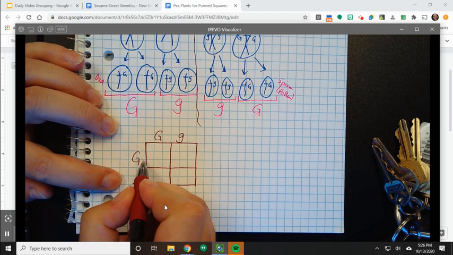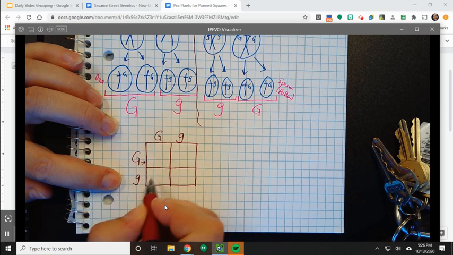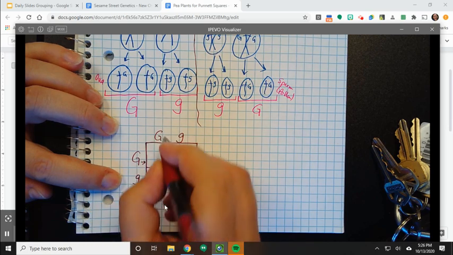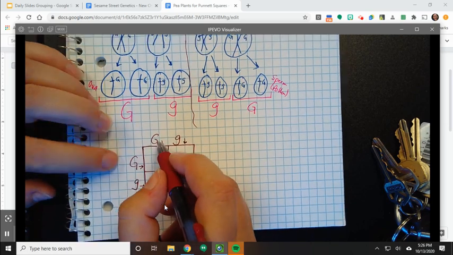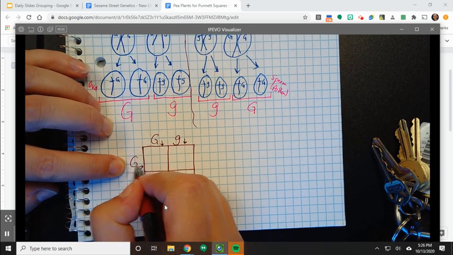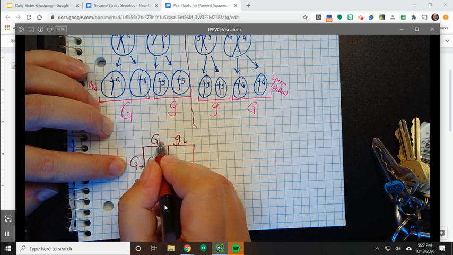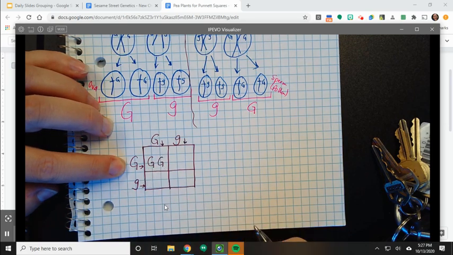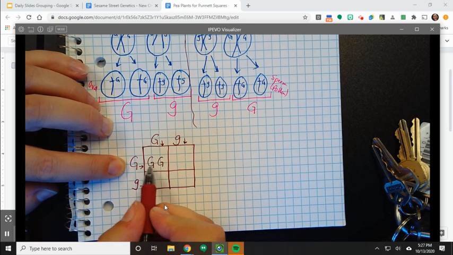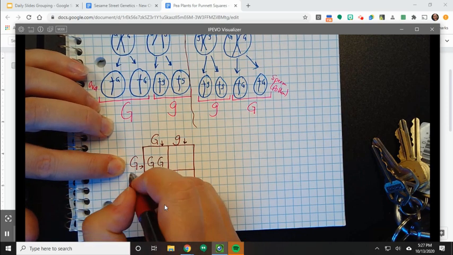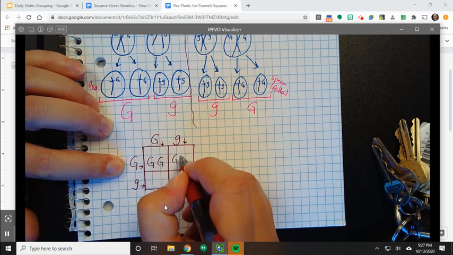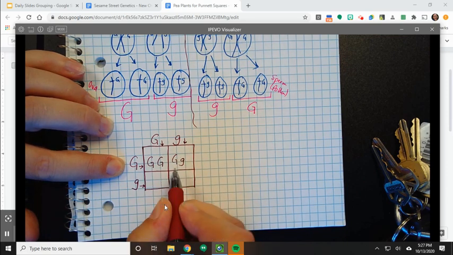Okay. This is going to fill across. That's going to fill across. This one's going to fill down. This one right here is going to fill down. So we're just going to look at pulling this letter over here and bringing that letter down there. So one possible combination for the offspring would be homozygous dominant. We're going to pull this across, pull that down.